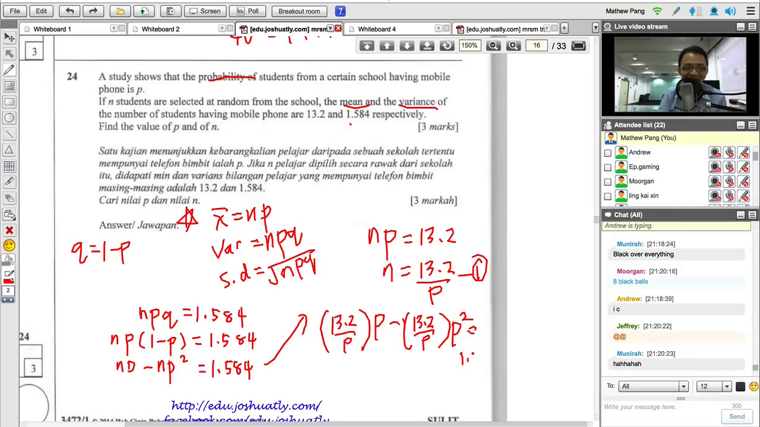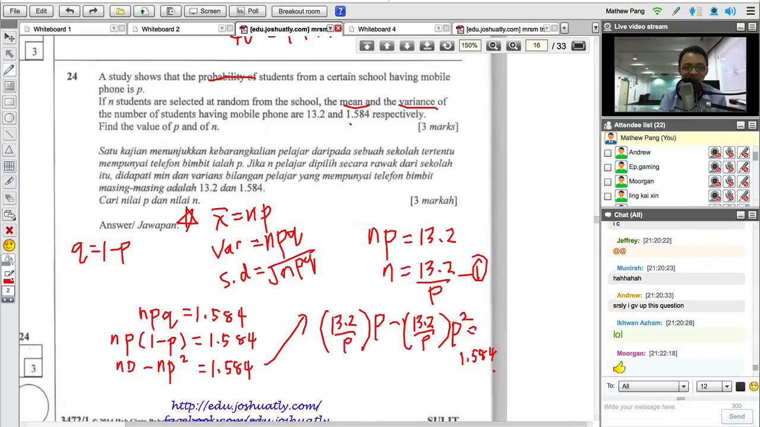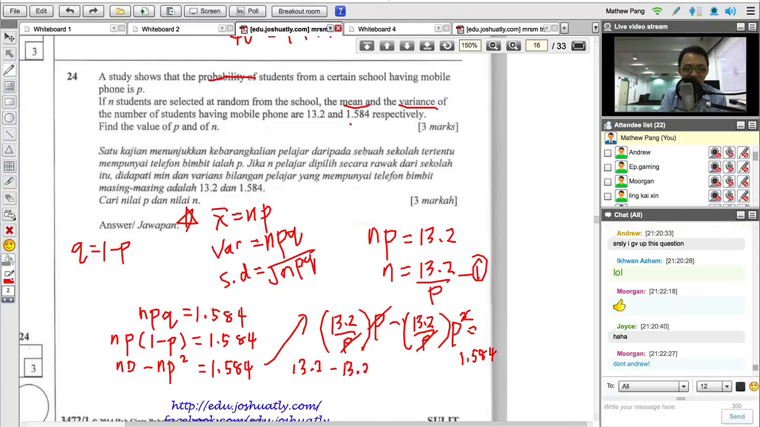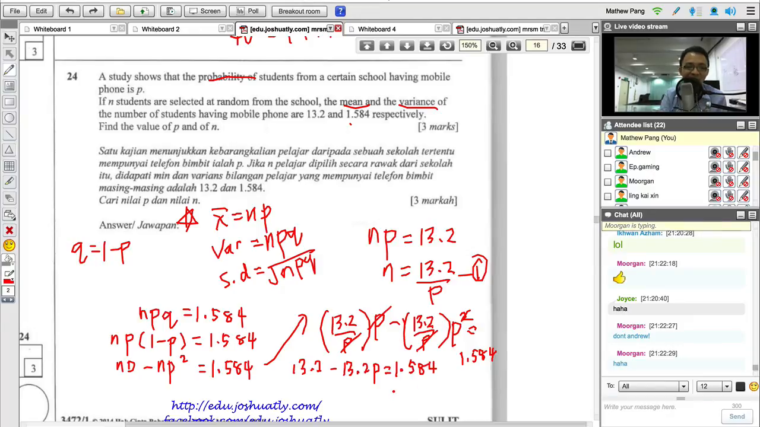P and p I simplified. So I will get 13.2 minus 13.2p equals 1.584. Yeah, so I can get p easily. Move this one to that side. So p should be 13.2 minus 1.584, and then divided by 13.2.